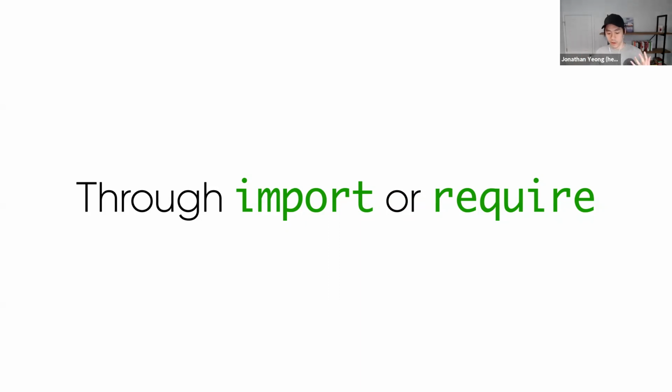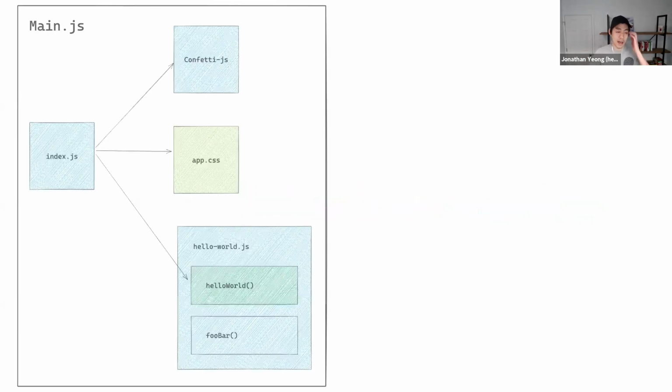So if we have a look at the dependency graph of our really simple playground app, we can see that index.js depends on confetti, app CSS, and the hello world function in hello world.js. This isn't really that interesting.